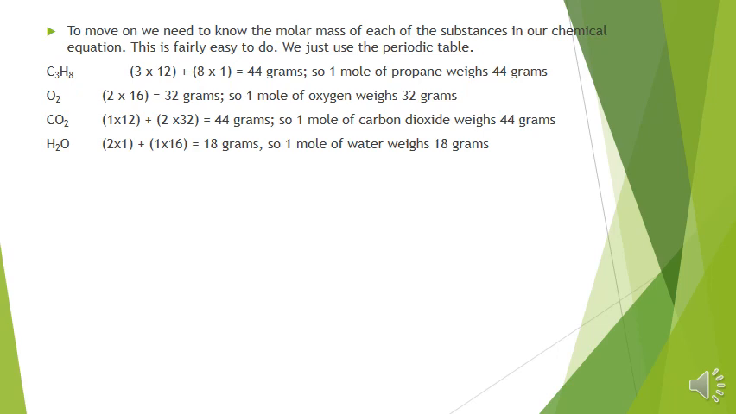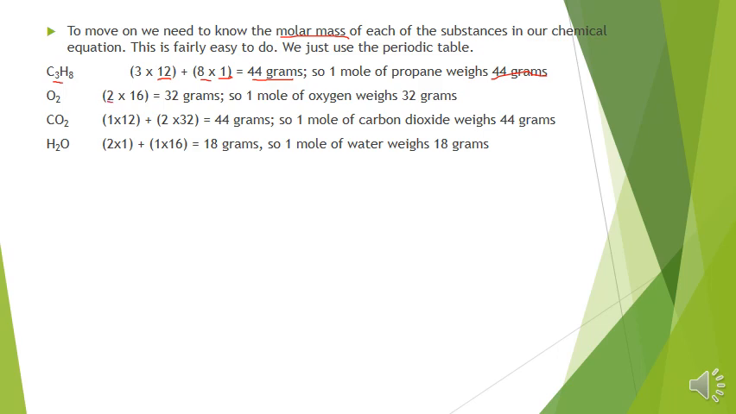So to move on, we need to find the molar mass of each of our substances in our chemical equation. And this is fairly easy to do. I showed this previously. You just take each atom, figure out its mass from the periodic table, and we'll round up. So there are 3 carbons, each weighs 12. So 3 times 12 is 36. Each hydrogen weighs 1. So 8 times 1 is 8. Then add the 2 together and you get 44 grams. So if you have 1 mole of propane, it weighs 44 grams. Or we say 44 grams per mole.